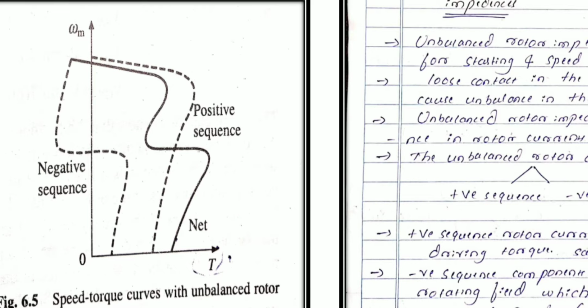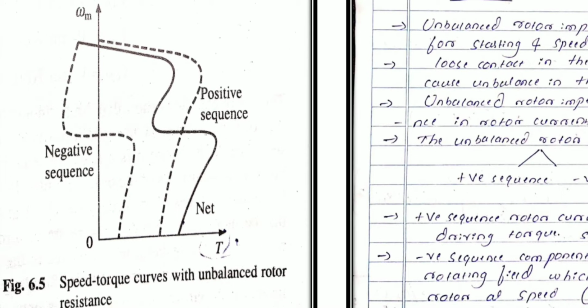Unbalanced rotor impedance. This is the curve drawn between speed as well as the torque itself. Omega m is the rotor speed and this is the torque. What I told here is that the rotor current is resolved into two components: one, the positive sequence component, and the other, the negative sequence component, and by using the superposition principle we'll get the net torque. Net torque will be the sum of what? Positive sequence torque plus negative sequence torque.